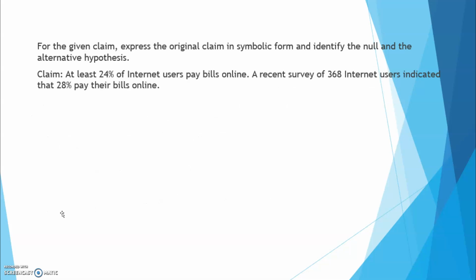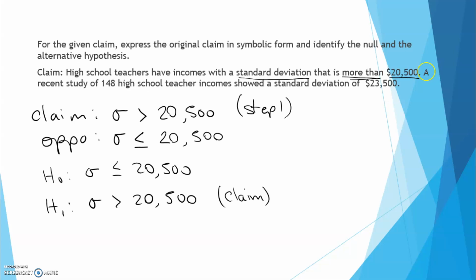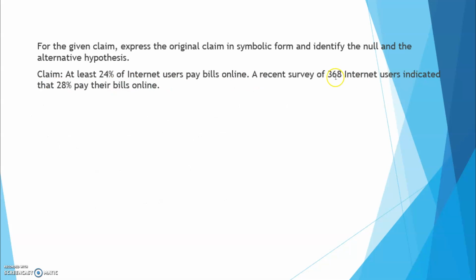Okay, last one. Do the same thing. Our claim is at least 24% of internet users pay bills online. A recent study of 368 internet users indicated that 28% of their bills, they pay their bills online. Okay, just like the last one, I didn't need this last sentence for steps 1 through 3. So I don't need this last sentence for just doing steps 1 through 3. Okay, so my claim says at least 24%.